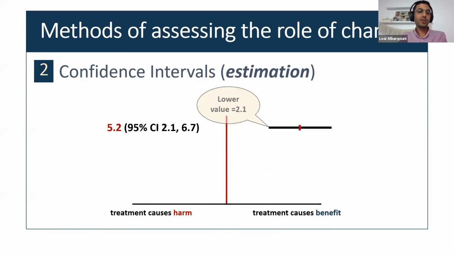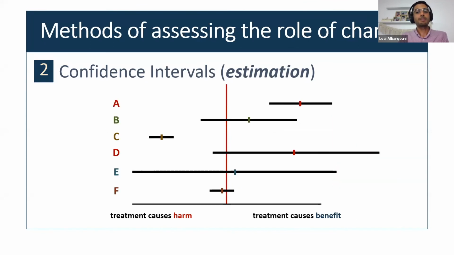And graphically, you can look at this like this. So for example, which of these confidence intervals are statistically significant? A and C, exactly. And the difference between A and C: A is statistically significant, the treatment causing the benefit, while C is statistically significant harming the patients. So it's A and C because both of them are not crossing the line or the null value.